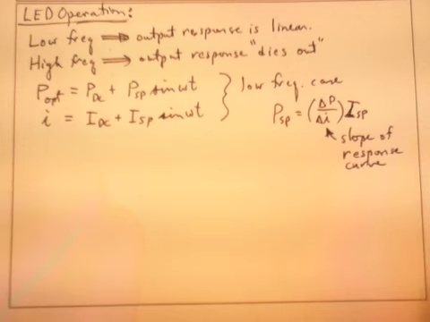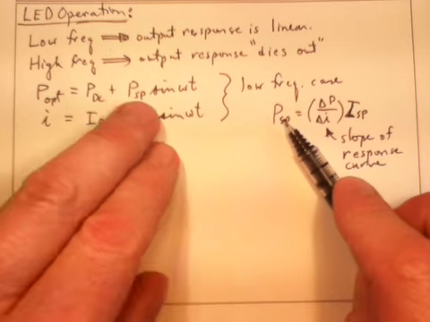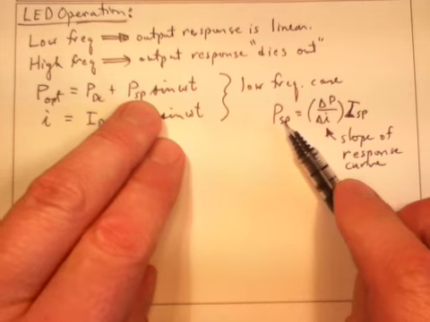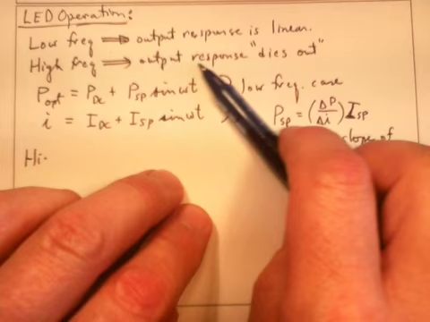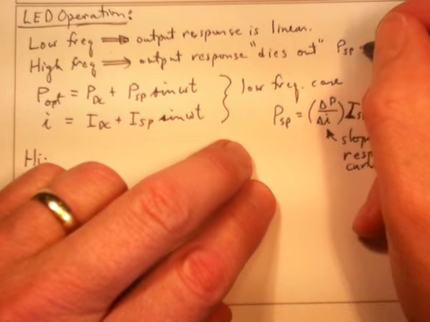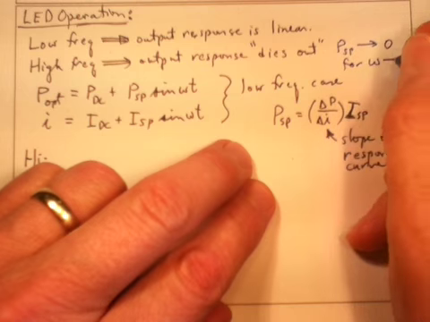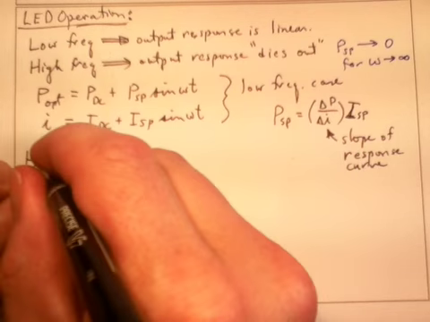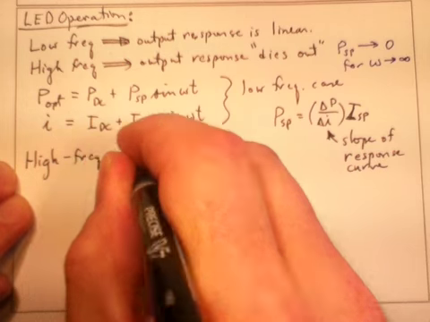It turns out that this output power magnitude, the magnitude of the sinusoidal part on the output, goes to zero at very high frequencies. And so when I say the output response dies out, what I really mean is that P_SP approaches zero for omega approaching infinity. Okay, so we need an equation that captures that high frequency response.